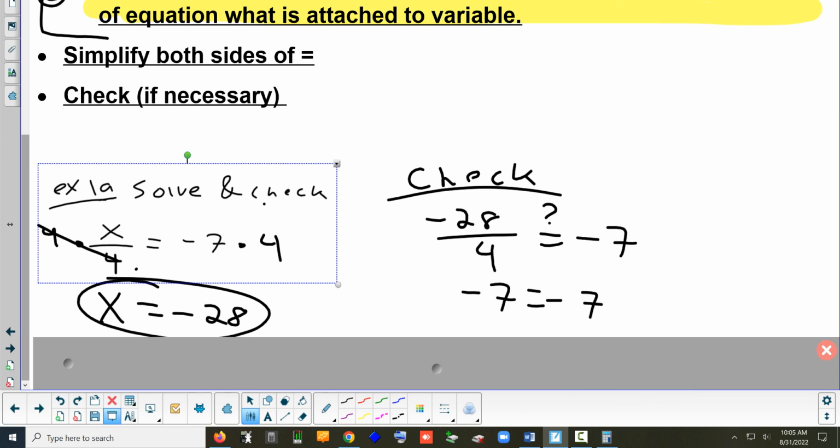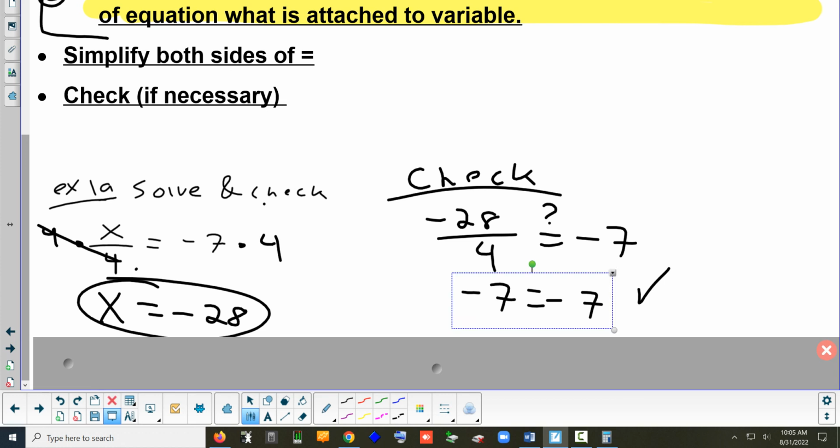So does that mean our answer is correct? Or does that mean we got it wrong? Yep. It's correct. Yeah, we got it right. When you check it, the idea is you have the same number on both sides. -7, -7. If you don't get the same number on both sides, then something's not right. Okay. Any question on that one? Okay, so that's an example of multiplying on both sides.